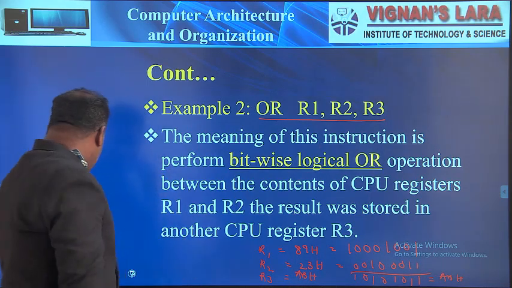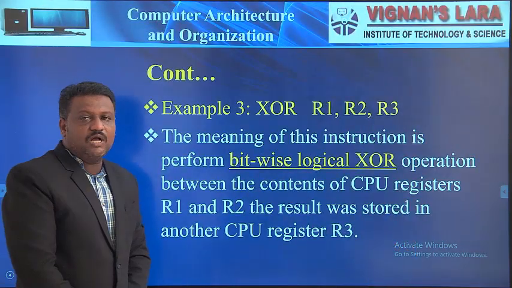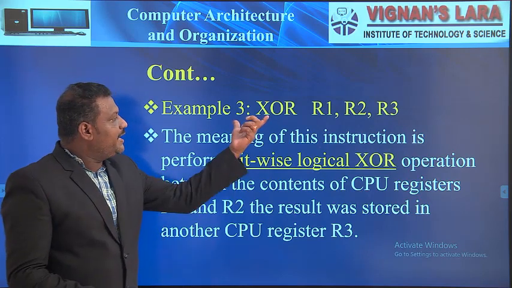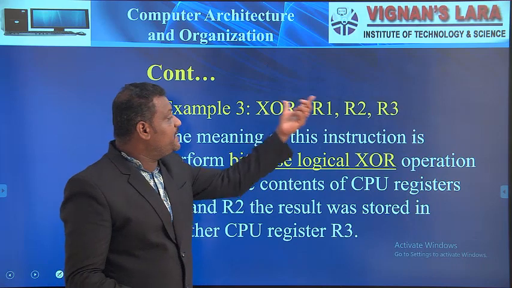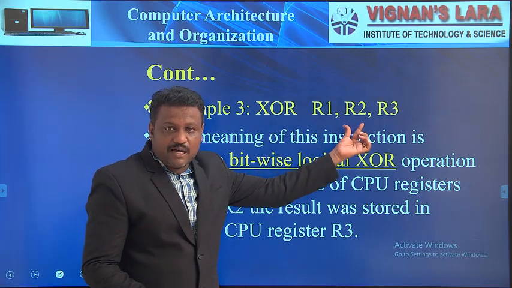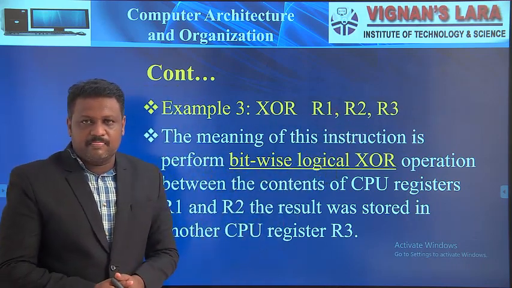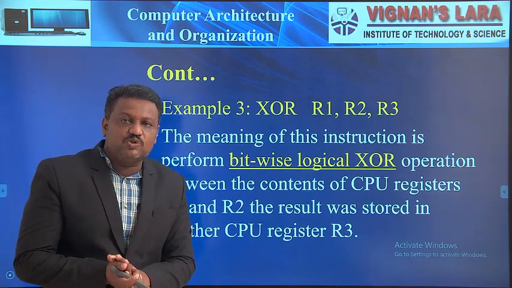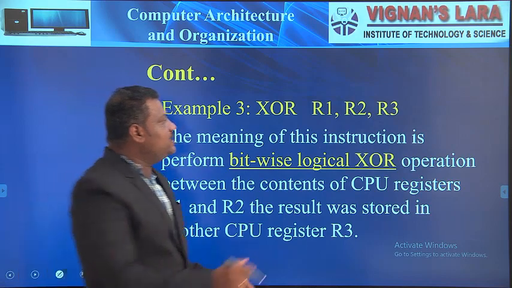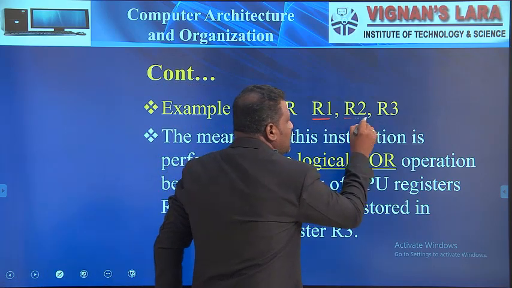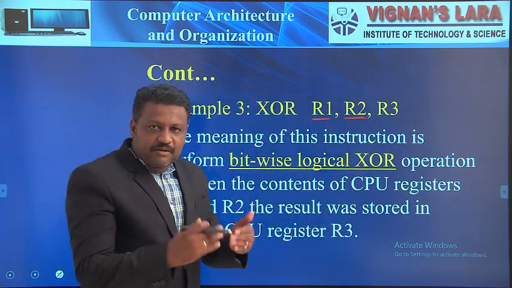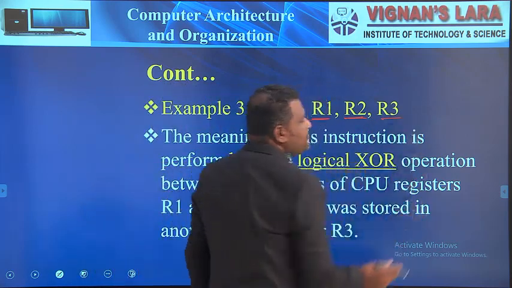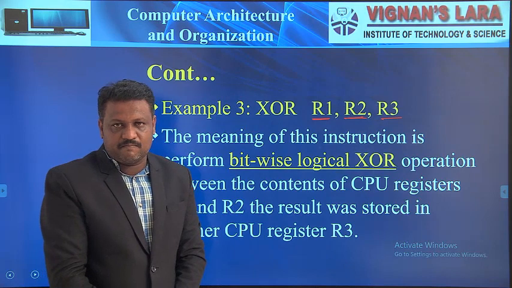Similarly, I'll go for one more example of how a system can perform XOR. XOR R1, R2, R3. The meaning of this instruction is do logical exclusive OR between the content of register R1 with R2. After completion of the bitwise logical XOR, the result is stored into another CPU register R3.